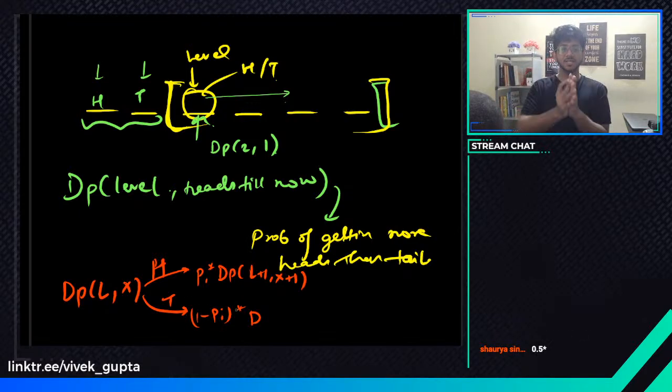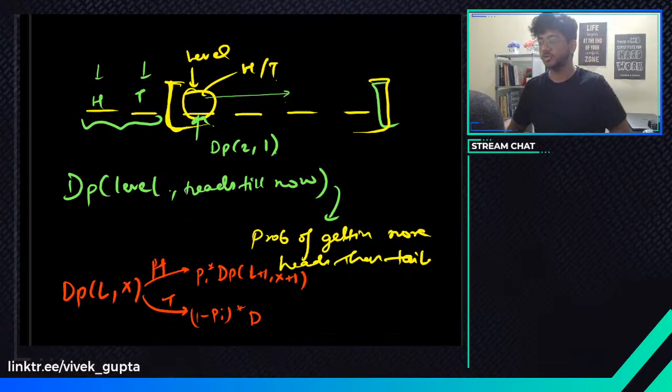So the way I see probability is, if you go into a branch and that branch has a probability p of I, then whatever happens on that branch will get multiplied with p of I, because that's the probability of that branch happening. So you multiply that. Okay, dp of L plus 1 with tail increasing, and you have this at the end.